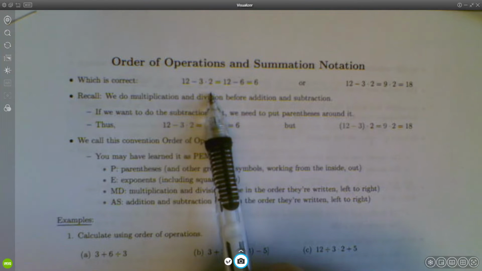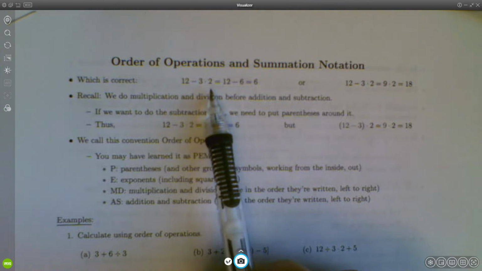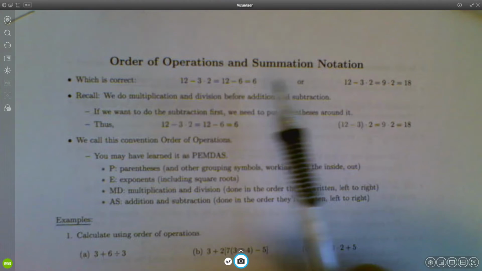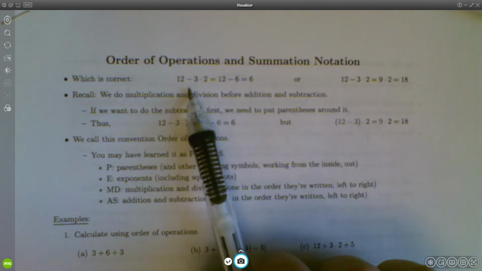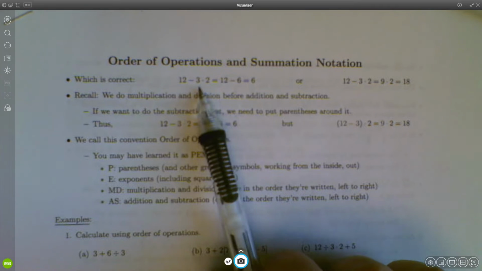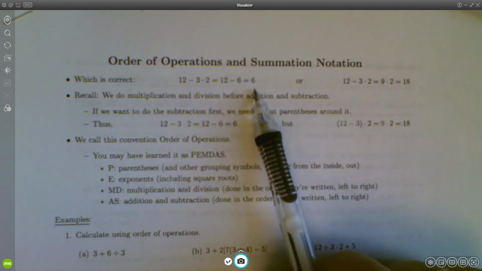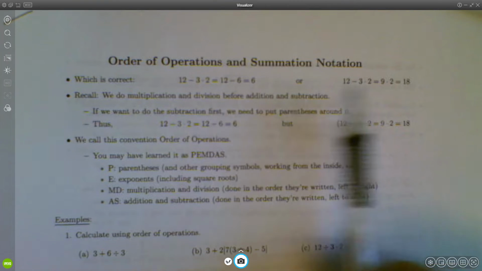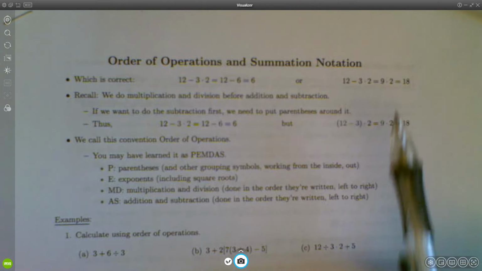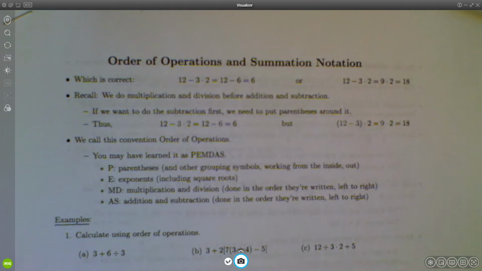Take a moment, maybe pause the video, and see if you can figure out which of these two statements is correct. We're starting out with 12 minus 3 times 2, in both cases, but we're ending up with different answers. We end up with a 6 here and an 18 there. So go ahead and pause the video and see if you can figure out which one is correct.